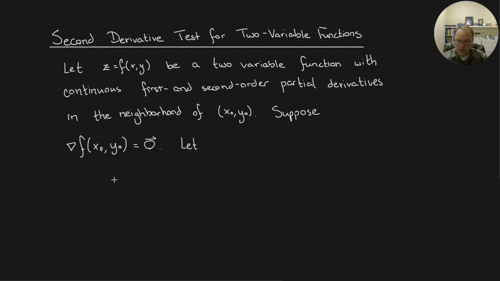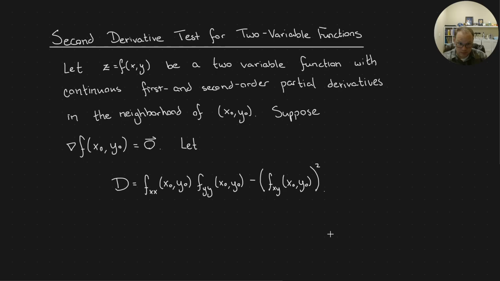So now let d equal the product of the second order partial derivatives, fxx and fyy, at the point. And then I'm going to subtract the second order mixed partial derivative squared. This quantity is going to be the key to determine if we have a local maximum, if we have a local minimum, or something else. Okay?